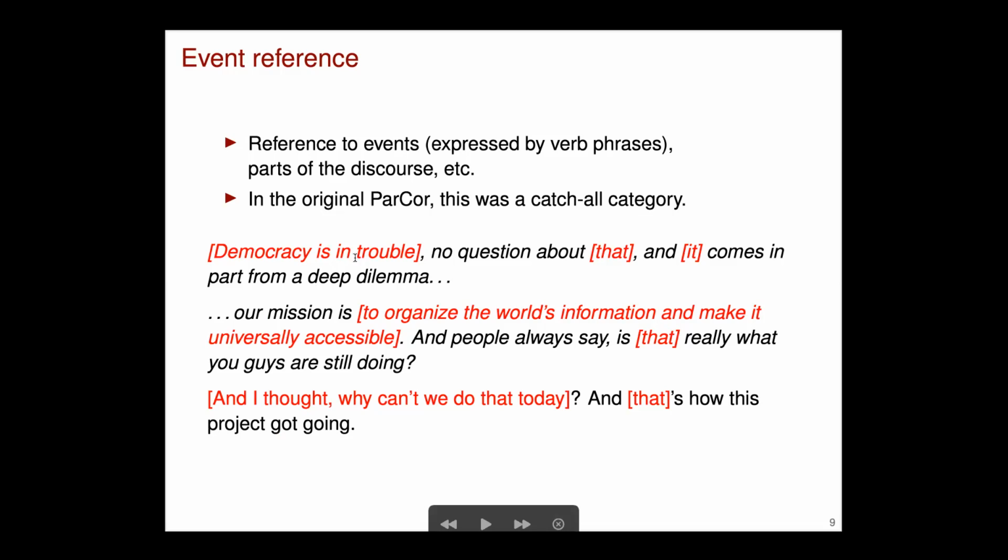So like here, democracy is in trouble, no question about that. Or our mission is to organize the world's information and make it accessible. Is that really what you guys are still doing? Or here, and I thought, why can't we do that today? And that's how this project got going.